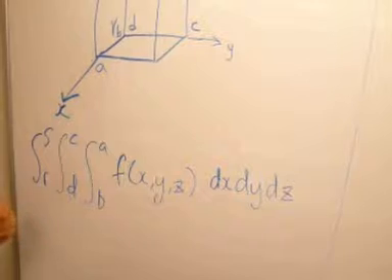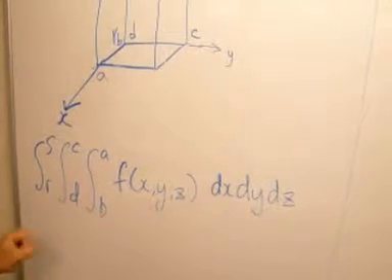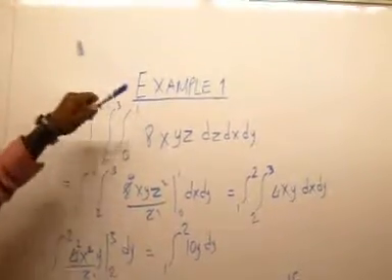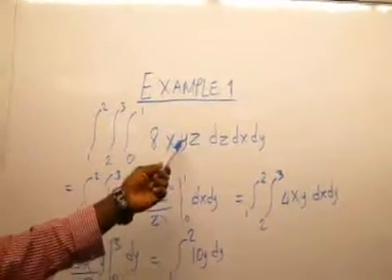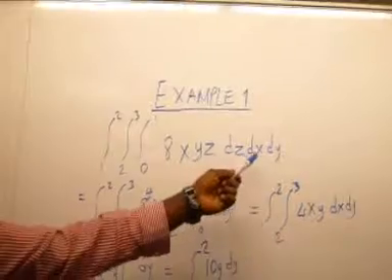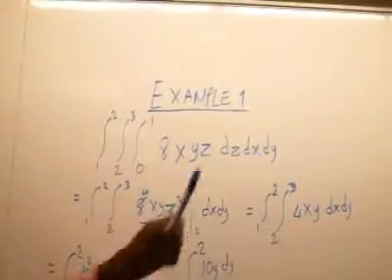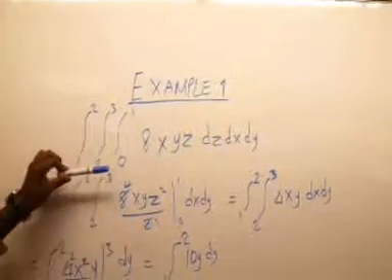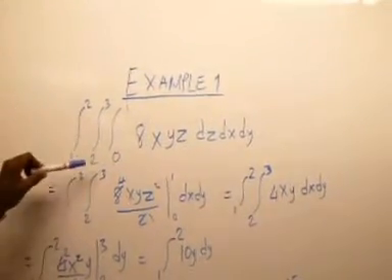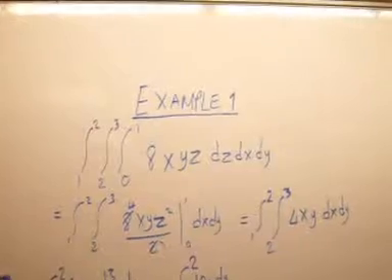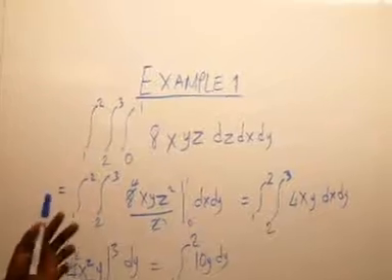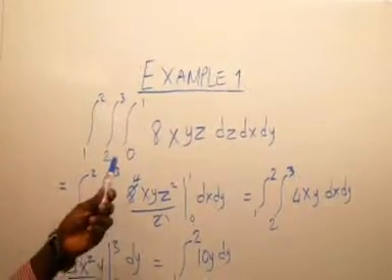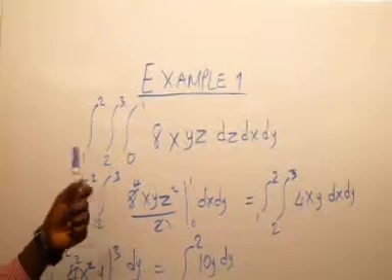Now we are going to show you example 1, how to find the volume by using a triple integral. We are going to look at the example. Given the function 8xyz dx dz dy, you are told to integrate it from 0 to 1, 2 to 3, 0 to 1, and it's a triple integral. So you just integrate one part at a time, first with respect to z, then x, and then y.